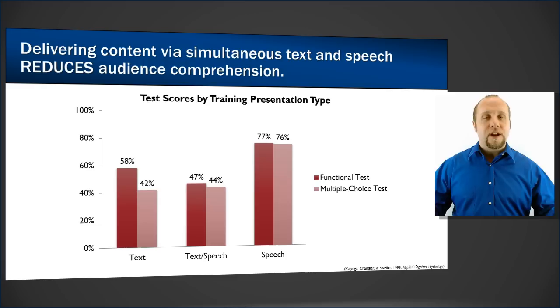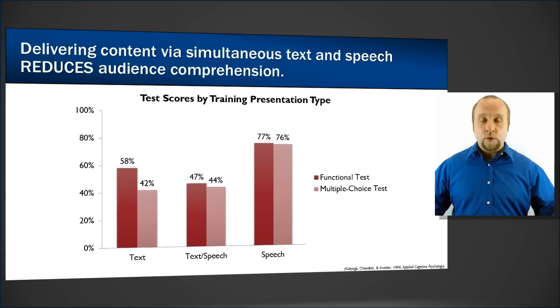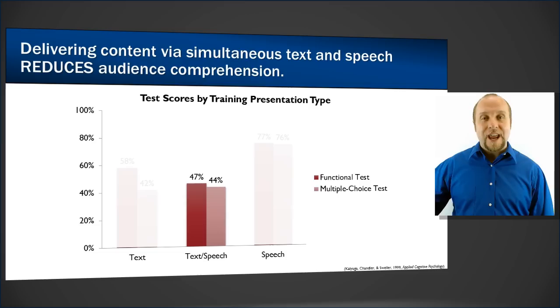In research published in the academic journal Applied Cognitive Psychology, Sweller, Kalyuga and colleagues conducted an experiment in which they varied the presentation medium of training materials designed to teach apprentices about types of solder and how to correctly solder various types of joints. Some participants received written instructions only, some received written instructions and also were read those instructions orally, and some received instructions only orally. Well, it turns out, and you can see from the graph over here, that overall, the lowest performing condition was that simultaneous text and speech condition.